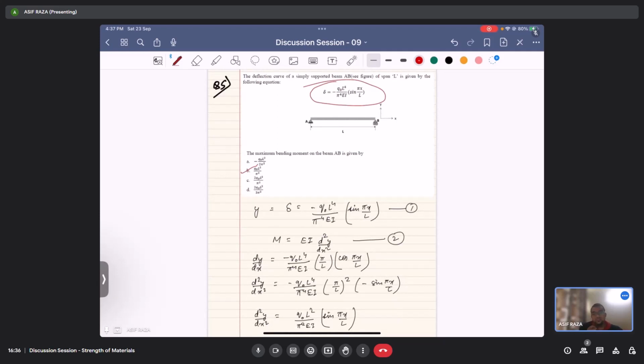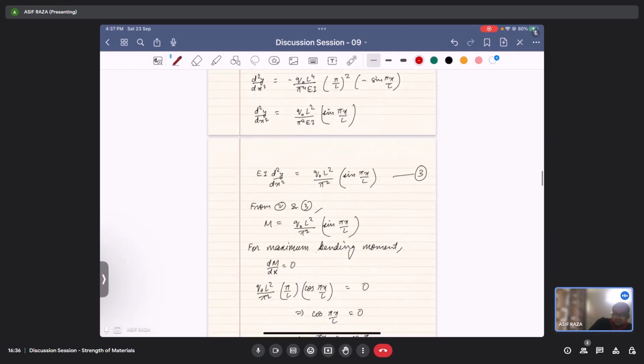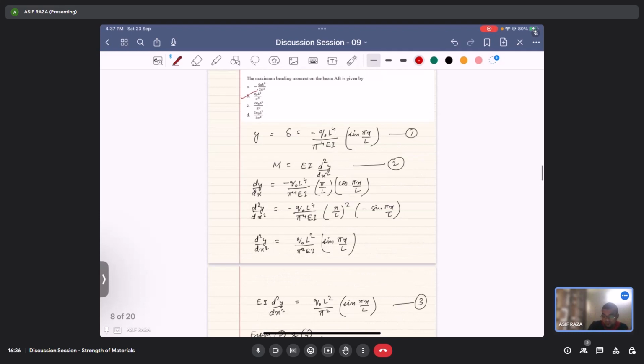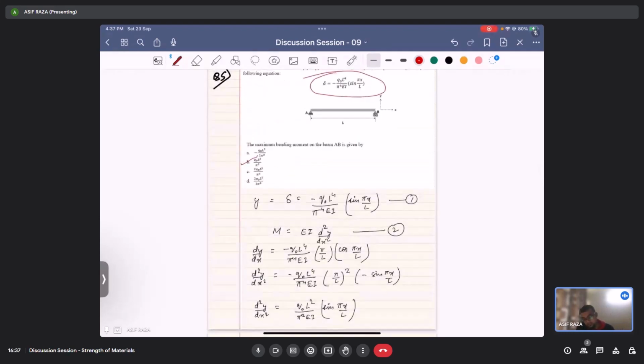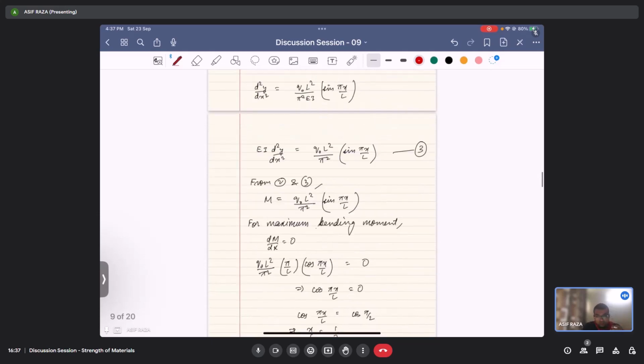Okay, so this looks like a simple question. You just need to use a simple trick to find the maximum or minimum. And one thing you need to keep in mind is this relation that you need to remember: M, the bending moment, is equal to EI times the double derivative of the deflection curve. Okay, moving on to the next question.